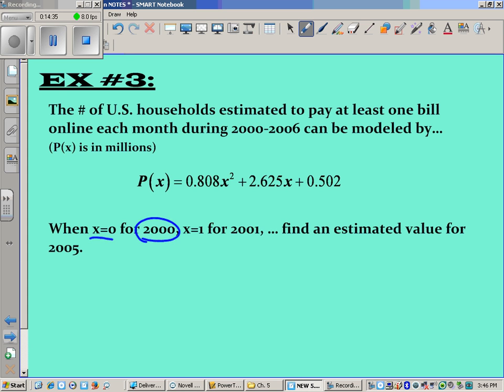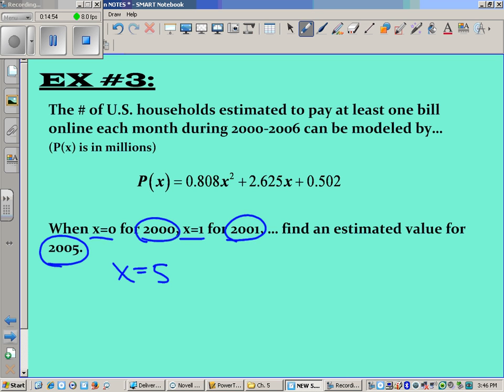It says x equals 0. Let's let x equal 0 for 2000. That means x equals 1 for 2001. So for 2002, what would x equal? 2, and so on, right? It's asking us to find the estimated value for 2005.